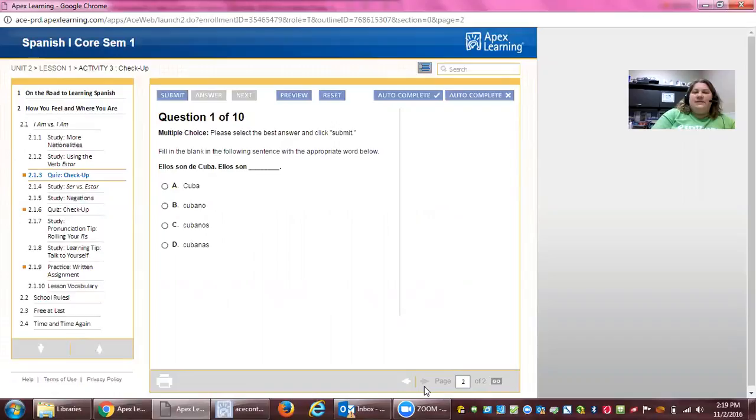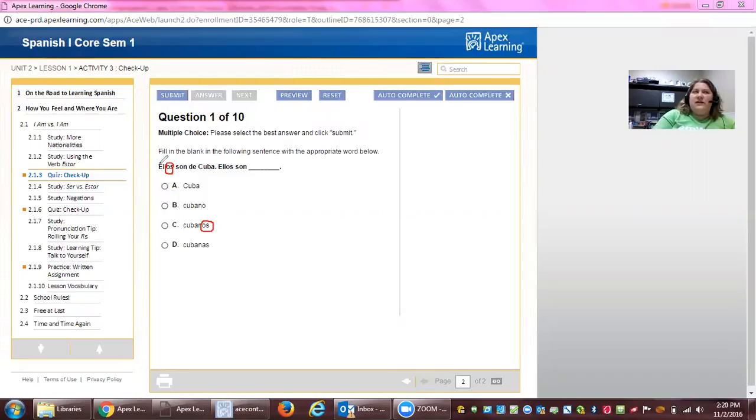So as we look at this, ellos son de Cuba. Ellos son. Now, here we have OS. And so when we have an OS at the end of a word, that means that it's going to be masculine. So we need to look down here at our choices. Cuba, cubano, cubanos, or cubanas. And this one matches. So when we click on it, we're going to use the one that matches ellos.